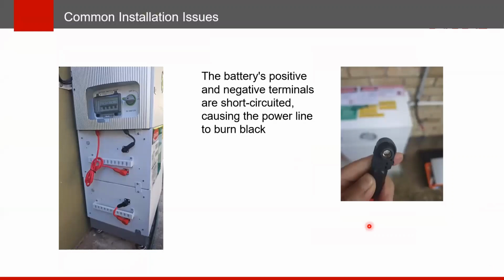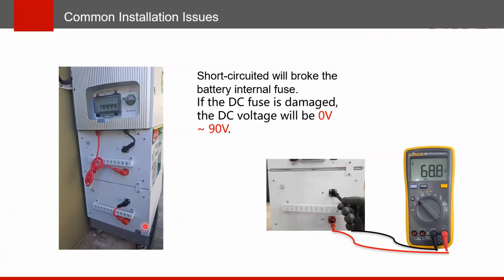As we can see here, this is an actual case we met. The battery's positive and negative terminals are short circuited, which caused the power line to be burned black. It has burned black. Also, if the battery's internal fuse is burned by the short circuit of positive and negative, the voltage will be abnormal. Do you remember the normal voltage of the B2 battery? It's in the range from 100 volt to 105 volt. If it's abnormal, the voltage will range from 0 to 90 volt, which means the DC fuse internal may be burned.